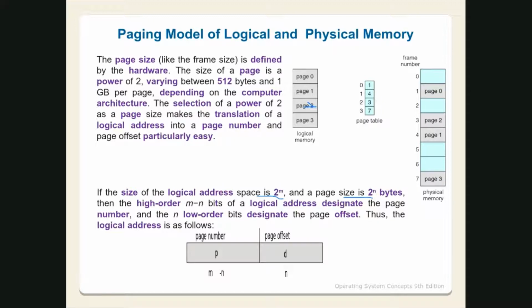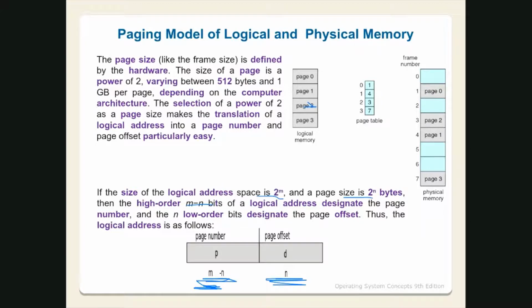And the logical address space is 2 power m. Remember, m is the bigger one. m is bigger than n. So the higher order bits contain the page number. The higher order m minus n bits contain the page number, and the lower n order bits contain the offset.